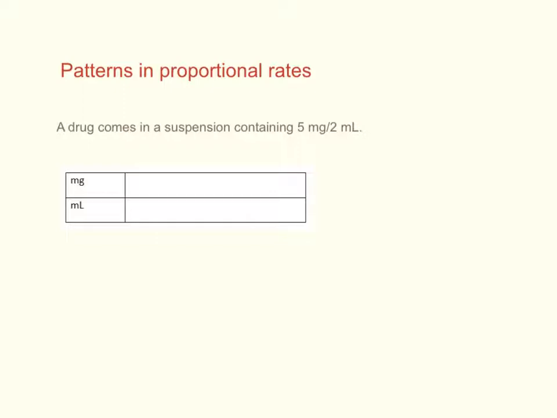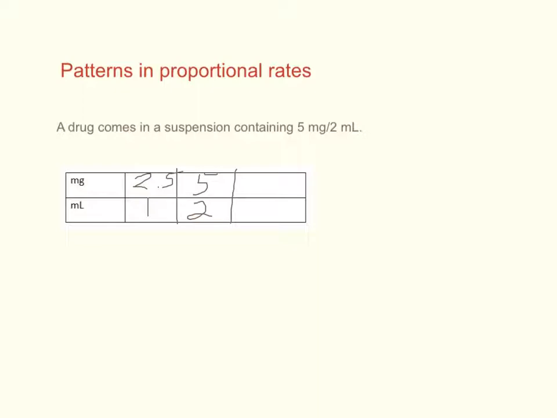Now let's make a couple of columns here. I'm going to put the 5 milligrams here and the 2 milliliters here. So we've got 5 milligrams per 2 milliliters, and then if we just extend that table out, we can go in either direction. If I pour out 1 milliliter of the drug, I'm going to end up with 2.5 milligrams.